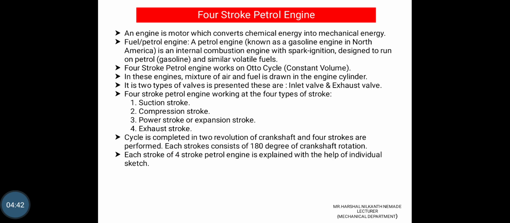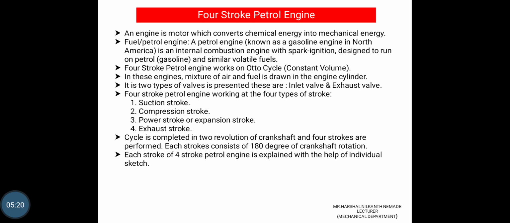A 4-stroke petrol engine works on the Otto cycle at constant volume. In this engine, a mixture of air and fuel is drawn inside the cylinder. Two types of valves are present: the inlet valve and the exhaust valve. Four types of strokes are there: suction, compression, power or expansion, and exhaust. These are the four strokes. The cycle is completed in two revolutions of the crankshaft and four strokes are performed. Each stroke consists of 180 degrees of crank rotation. Each stroke of the four stroke petrol engine is explained with the help of an individual sketch.